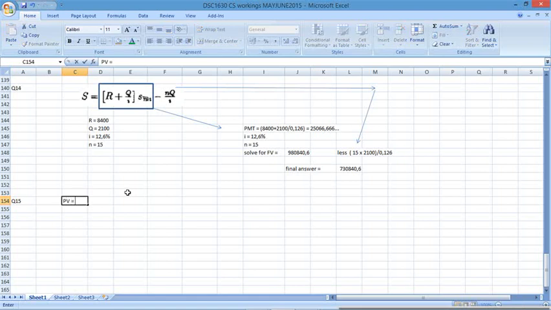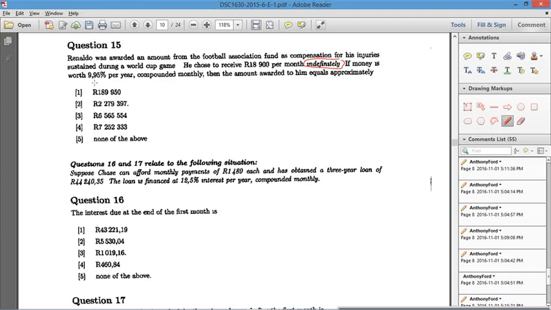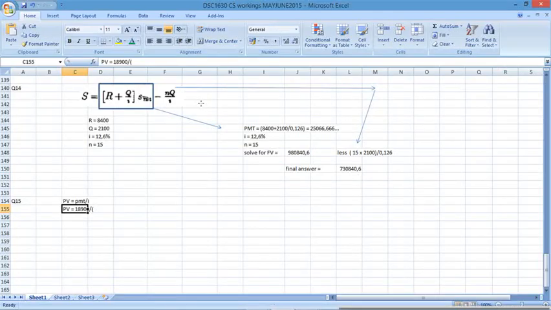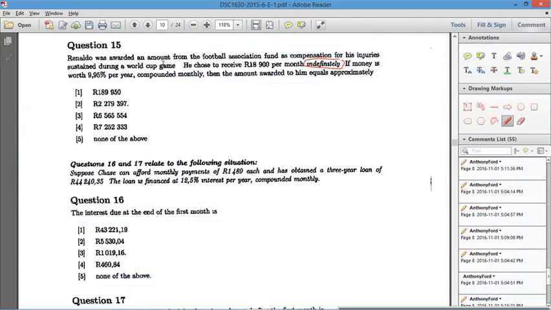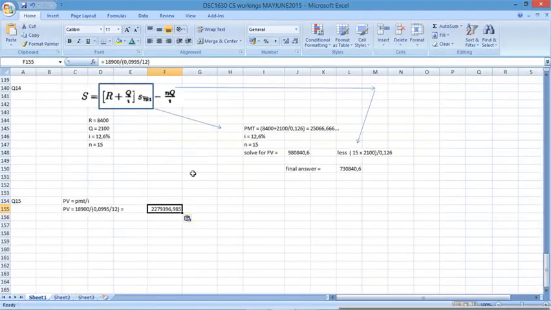Right, so PV equals that divided by I12. What is the I here? 9.95 compounded monthly. So 9.95 divided by 12. Okay, and I get that answer over there, which is option number 2.